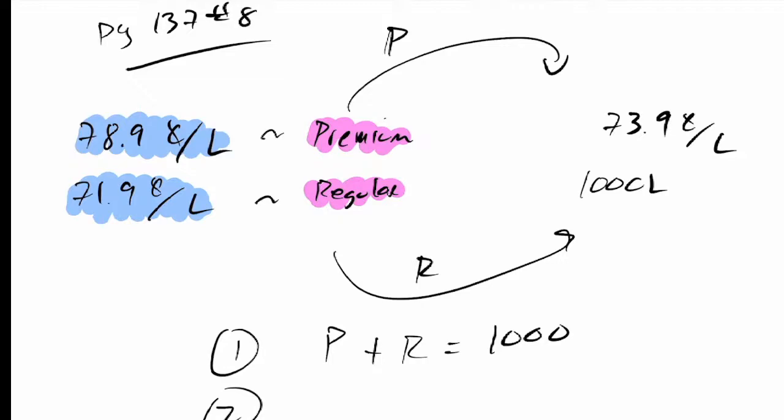So you're going to take the 78.9 cost and multiply it by the number of liters, plus you take the 71.9 for the regular and multiply that out by your regular amount. So if you take a look here, this is the total cost. This will be the total cost of the gas per liter. So I multiply that by P, and this is the total cost of the gas times my regular one.